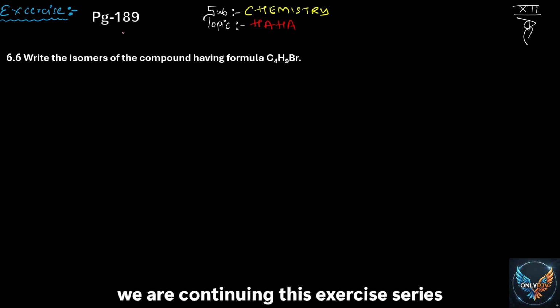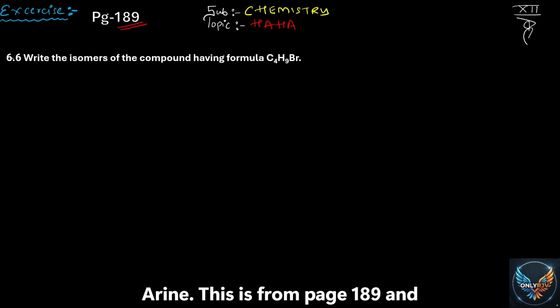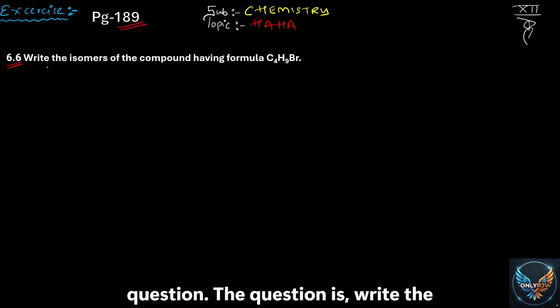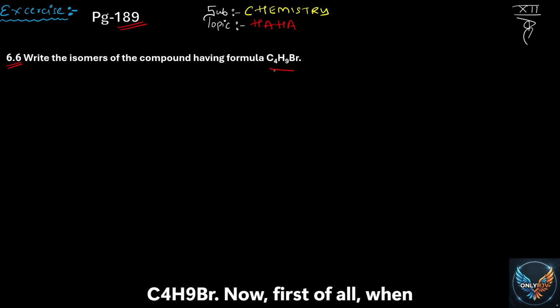And today we are continuing this exercise series for Haloalkane and Haloarene. This is from page 189, question 6.6. Last time we had done question 6.5. So the question is: write the isomers of the compound having formula C4H9Br.